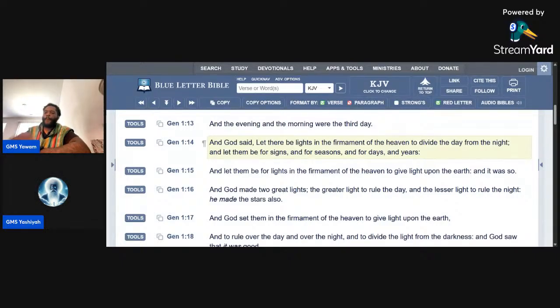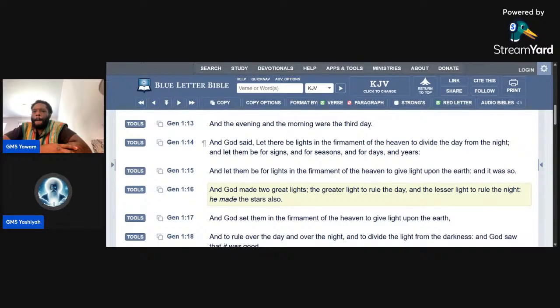It says, and let them be for lights in the firmament of the heaven to give light upon the earth, and it was so. And it says, and the Most High made two great lights, the greater light to rule the day, and the lesser light to rule the night. He made the stars also. So there you have it.